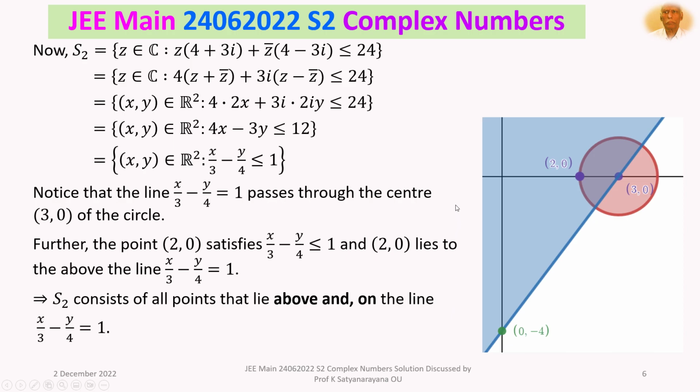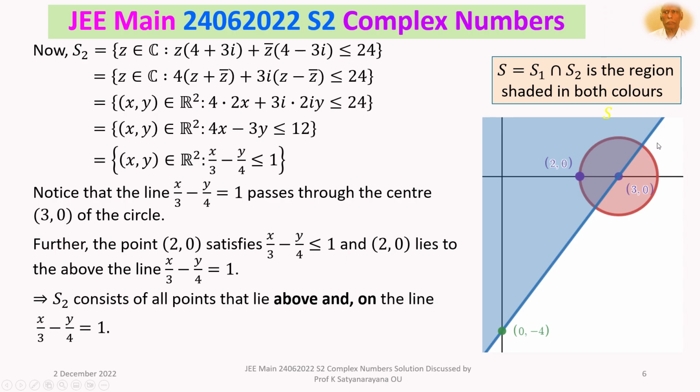So S2 consists of all points that lie above, and on, this line. Agreed. And what is our S? S is S1 intersection S2. S1 is the circle, inside and on it, and S2 is the region above and on this line, and the common portion S1 intersection S2 is the region shaded in both colors, blue and light red. So S is shown here. Now we continue in the next slide.